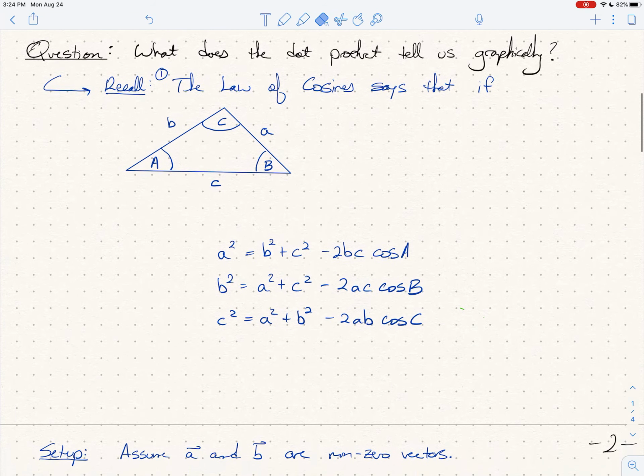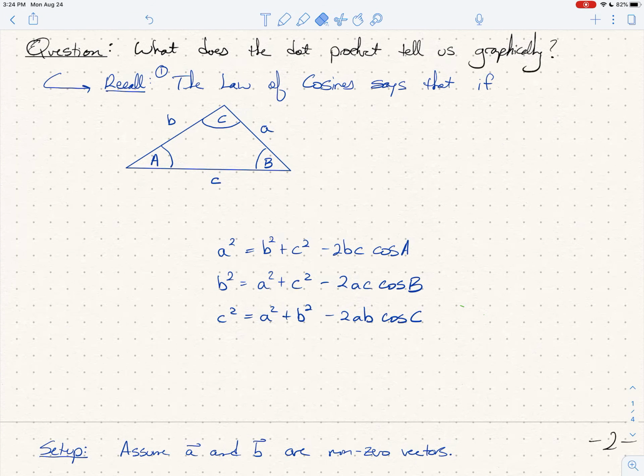All right, so the question before us is, what does the dot product actually tell us geometrically? It was pretty easy to compute algebraically. The formula is very straightforward, but what's really going on here? Because it seems like there's got to be some meaning attached to this dot product. Otherwise, what's the point?